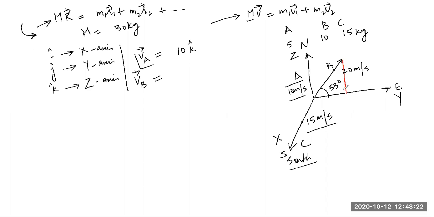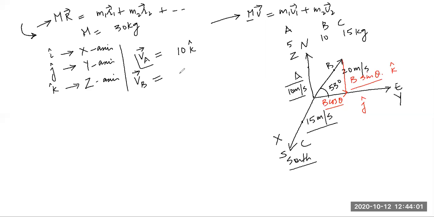So we will take components of the B vector. This component would be V_B cos theta, and this will be V_B sin theta. Am I right? So V_B cos theta is towards the y-axis, so this is the j component, and V_B sin theta is towards the z-axis. This is our z-axis, right? So the z-axis is k cap. Am I right? So can anyone tell me what will be the VB vector?